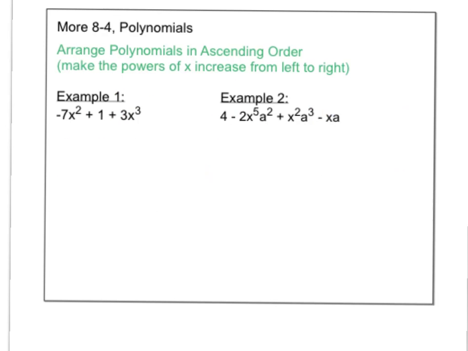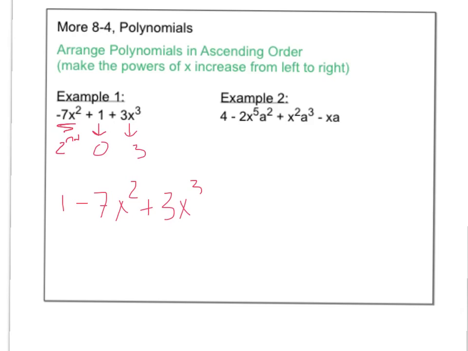Okay, so now we've got a couple of examples. So what you need to do, if they're asking you to arrange polynomials in ascending order, they mean to increase from left to right. So you go through each of your particular terms. So 7x squared has second degree. We've got 1, which is 0. And then this 3x cubed is 3. So if we're writing it in increasing order from left to right, you're going to start with the 1, because it has 0. The next one is going to be my negative x squared, so minus 7x squared. And then you have your plus 3x cubed as your last.